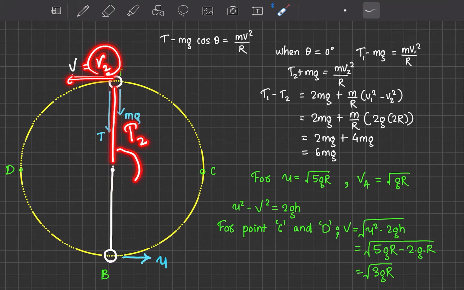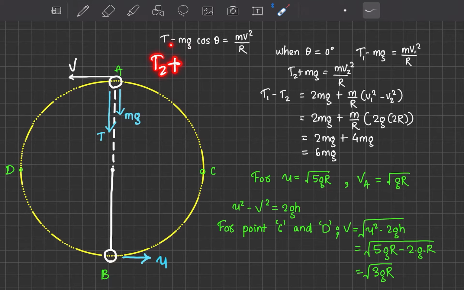At the topmost position, this angle theta will be equal to 180 degrees. Again, if we put 180 degrees in this equation, with tension T2 and velocity v2, we get T2 minus mg cos 180. As cos 180 is minus 1, minus of minus 1 will become plus, so we will get T2 plus mg in that case. So the second equation we get is T2 plus mg equals mv2 square by r.